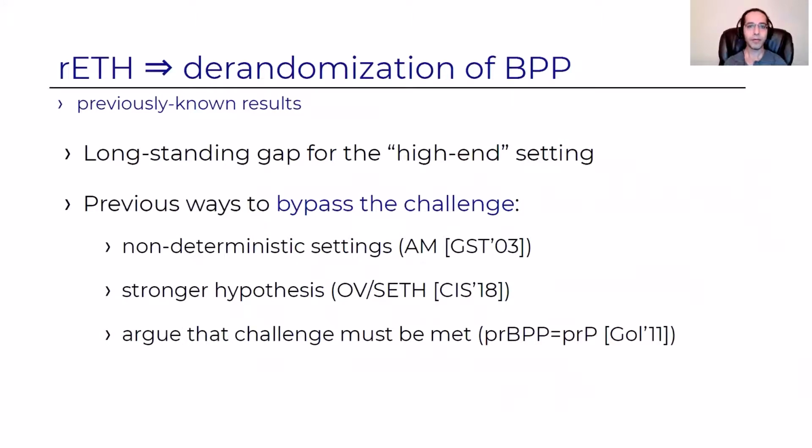And the part of the graph in which we expected to get faster derandomization but didn't is typically referred to as the high-end setting. High-end meaning stronger lower bounds, and we expect to get faster derandomization, but couldn't get it. And there have been many ways to bypass this challenge previously. For example, to move to a non-deterministic setting and prove things there, or to start with an inherently stronger hypothesis, for example, hypotheses in fine-grained complexity or the strong exponential time hypothesis, or simply to prove that this trade-off that we want to get is in some sense necessary.